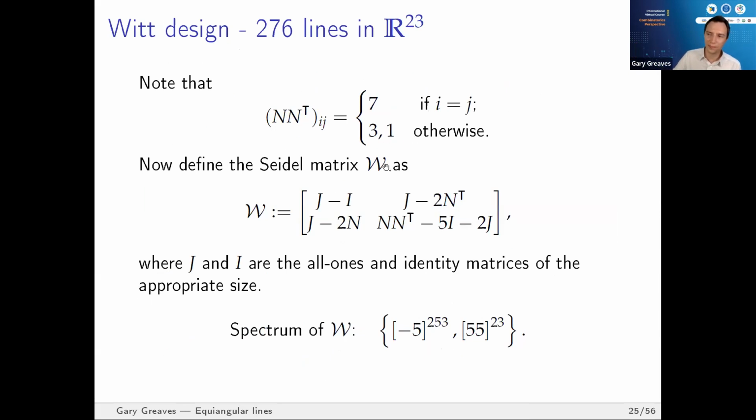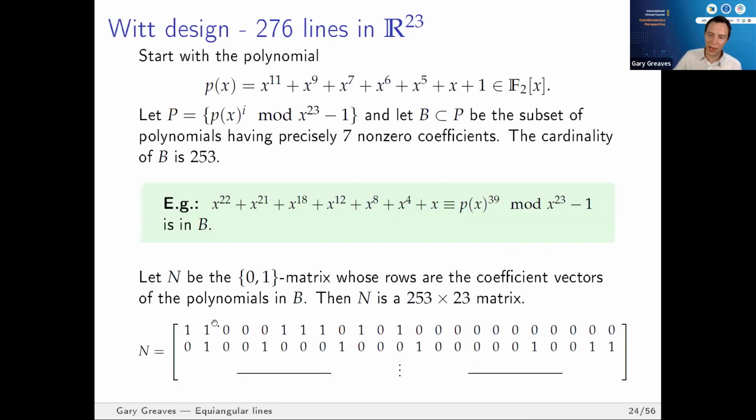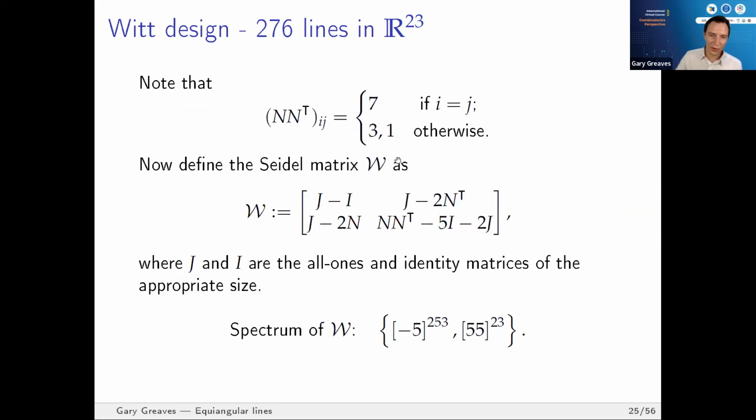And then 3 or 1 just means if we take any 2 rows, they agree in 1 or 3 positions. So here, the inner product between these 2 rows would be 1 because they just agree here. They have a common 1 here and then no other common ones. Okay, so it has this nice property. And now we can turn this into a Seidel matrix.